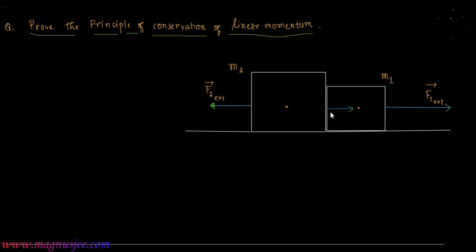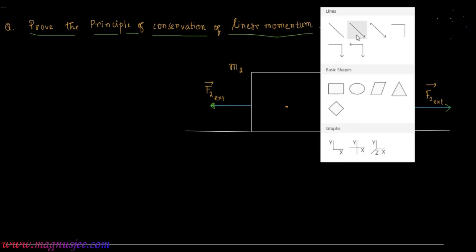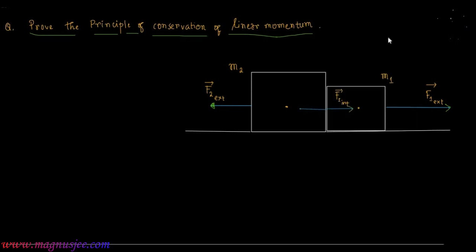Now we can denote the internal forces acting on the surface in contact between the two bodies. Vector F1 int, or vector F1 internal, is the force acted on m1 applied by the other body of mass m2. Similarly, the internal force exerted on the body of mass m2, vector F2 int, is the force exerted on m2 due to the body of mass m1.